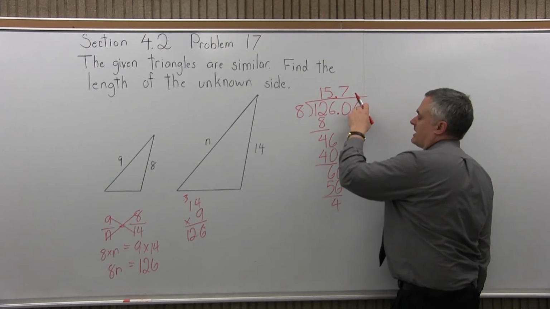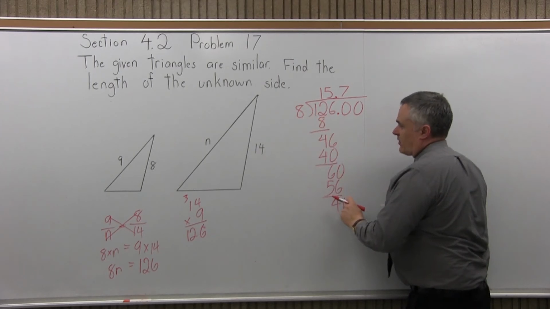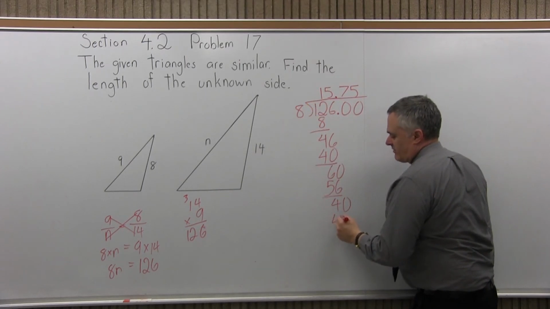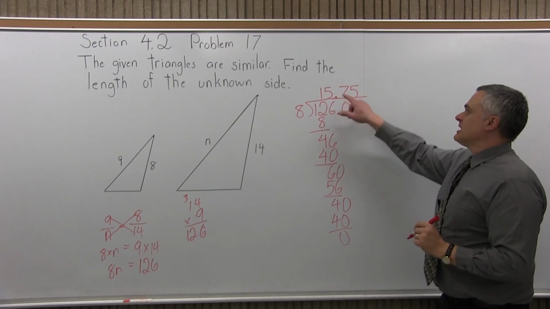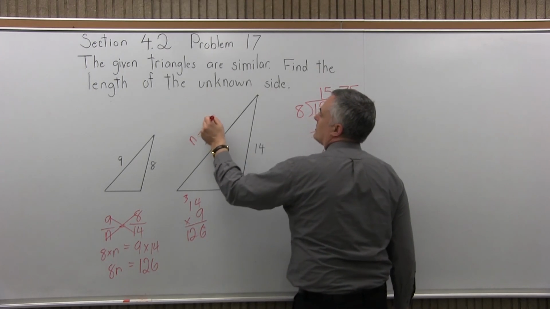But it'll go in now. So that extra 0 we put in, bring it down next to the 4. Now 8 divides into 40. It goes in 5 times. 5 times 8 is 40. 40 minus 40 now. We got a remainder of 0. So the length of the unknown side is 15.75. Or 15 3/4 if you like.